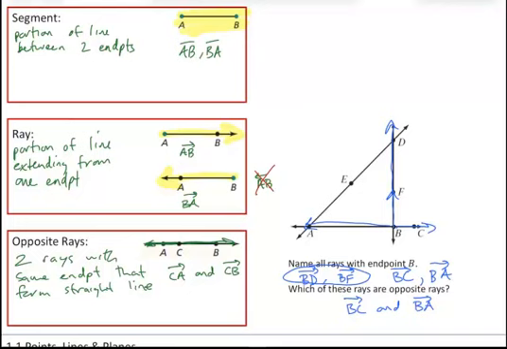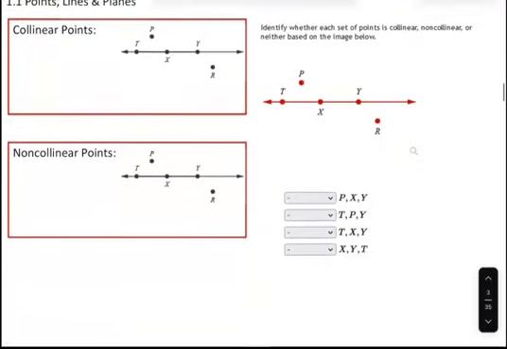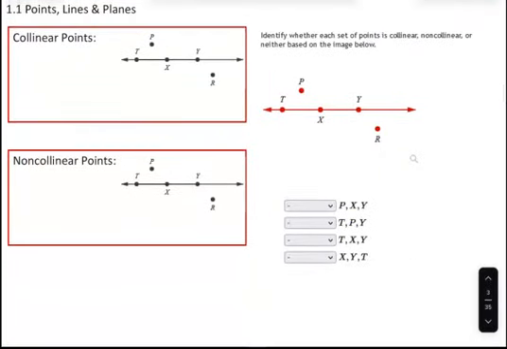All right, questions on those elements. So point, line, plane, the three building blocks. Segment and ray are portions of a line. Opposite rays describe two rays that form a straight line. Okay, the next set of concepts are going to talk about relationships between points and some of the other elements.